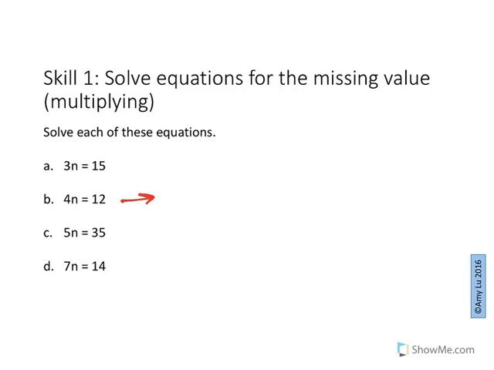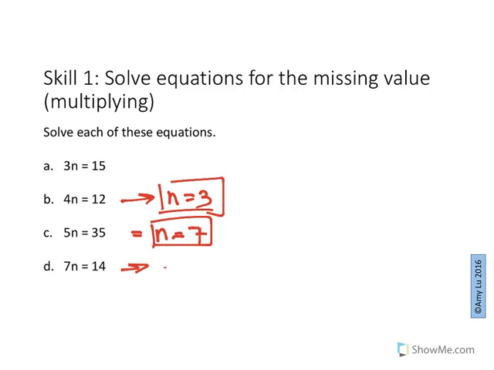In this case, 4 times what makes 12? Well, n is 3. C, 5 times what makes 35? n is 7. In D, 7 times what makes 14? Well, n is 2.